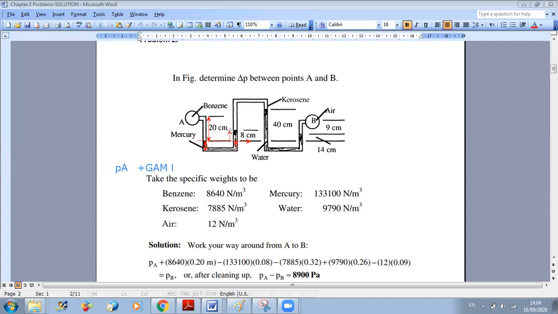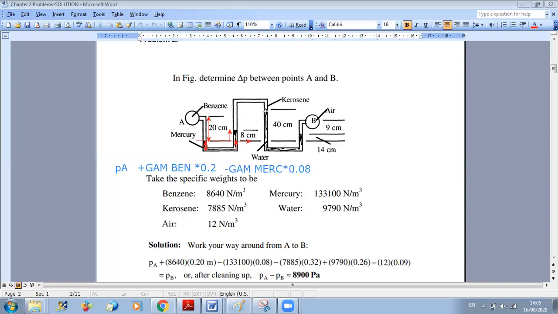I can directly only account for this part. So in mercury, I am going upward, so my pressure is decreasing. So I will do minus gamma of mercury times, what is the height I'm going up? It's 8 centimeter. So it's times 0.08. Now I am in a new fluid. I am moving in kerosene.